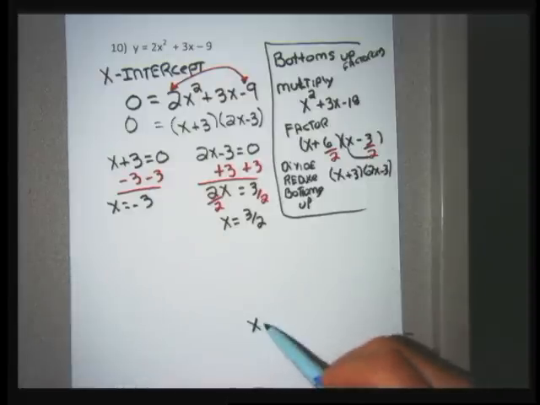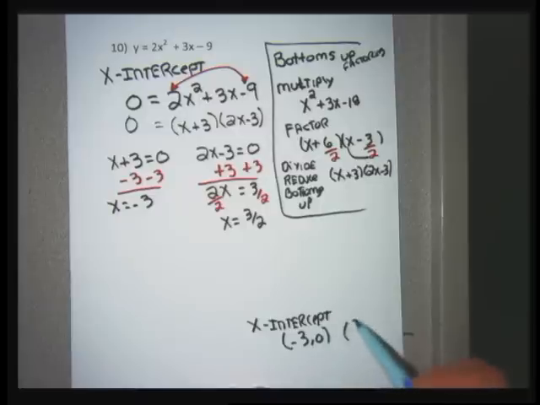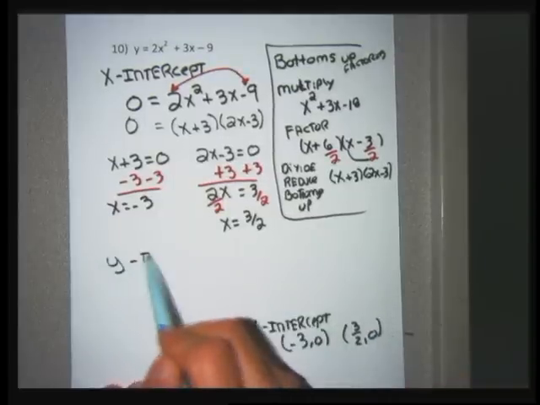So now I'm going to write down the x-intercept part of the answer. There's going to be 2 of them again. If I graphed this, the graph would cross the x-axis at the point negative 3, 0, and at the point 1.5, which is 3 halves, 0. That's the harder part. The y-intercept is the easier part.